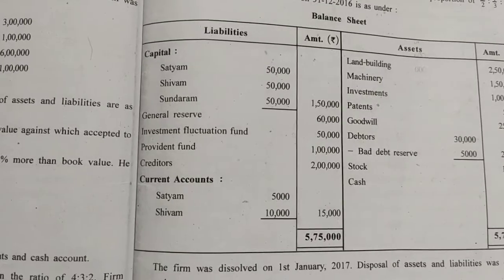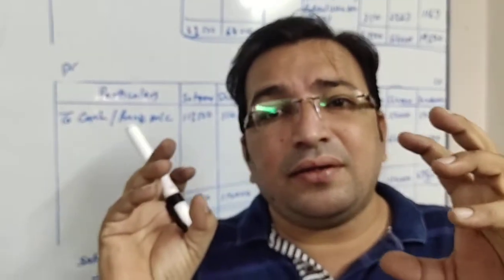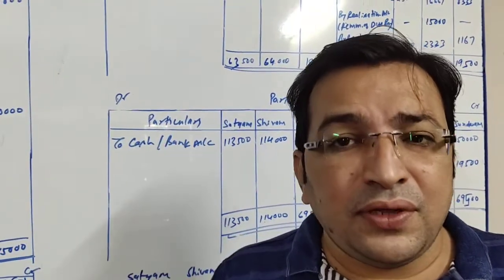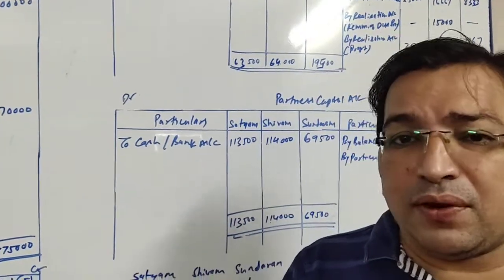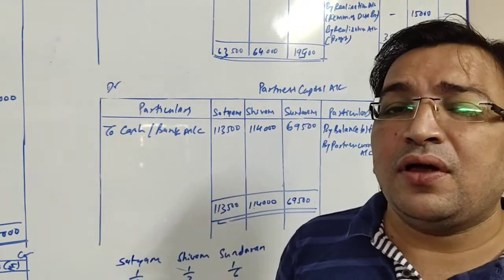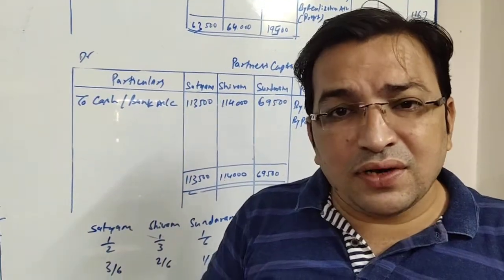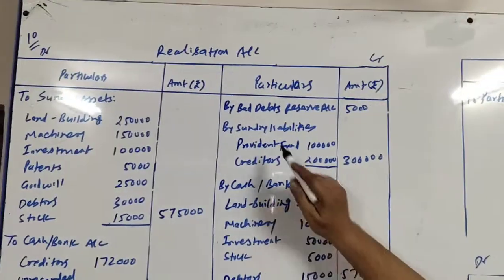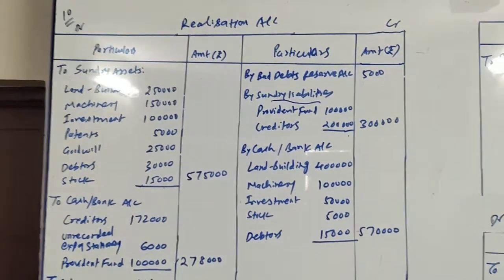Next is liabilities, that is provident fund and creditors, 1 lakh and 2 lakh. Provident fund and creditors both are liabilities, and we know at the time of dissolution of partnership firm they are closed and transferred to realization account. To close them, liability accounts are debited and realization account is credited. So here it is: at the credit side of realization account, by sundry liabilities, provident fund 1 lakh, creditors 2 lakh and total amount 3 lakh.